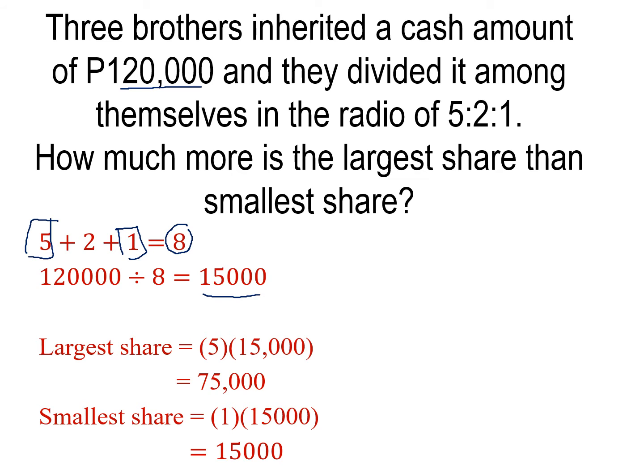And then you get the difference. Okay? I-subtract lang natin yan. 75,000 minus 15,000 will give you 60,000. So in other words, yun yung amount. Yun yung answer sa question, how much more is the largest share than the smallest share? So yun yun. Next problem.